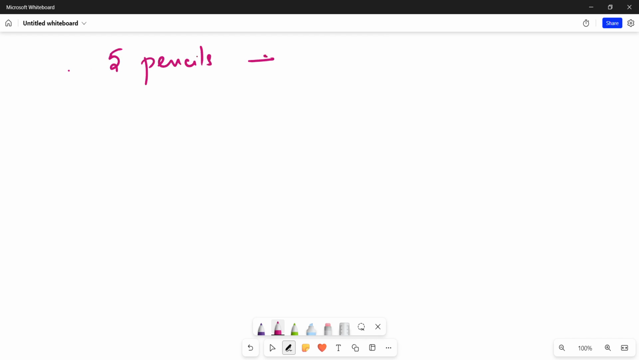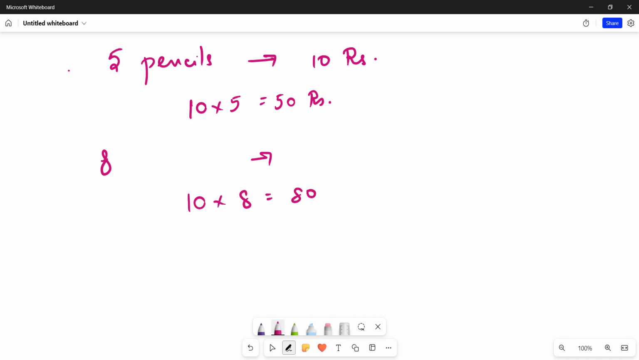And the shopkeeper says each pencil costs 10 rupees. So how much would you pay? You would pay 10 into 5, which is 50 rupees. Now your friend Raga wants to buy 8 pencils. So the cost would be, now it's easy for you to do it, 10 into 8, 80 rupees.